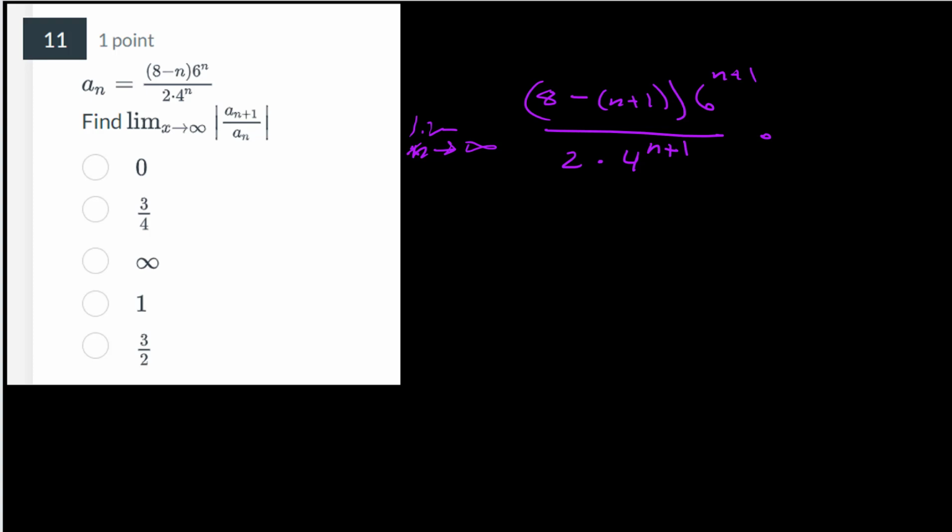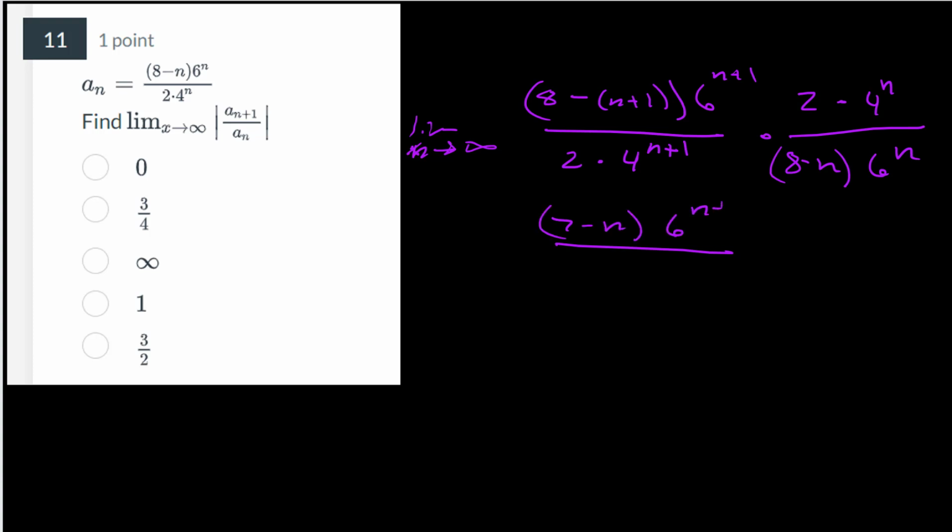And then we're going to divide by the previous one, which means we're going to multiply by the reciprocal. So we've got to flip this guy. And we just write down the original, which is 2 times 4 to the n. On top, 8 minus n. On the bottom, 6 to the n. We'll simplify this. We can distribute the 8, and then we're going to have negative n minus 1. That's going to be 7 minus n. And this is 6 to the n plus 1.